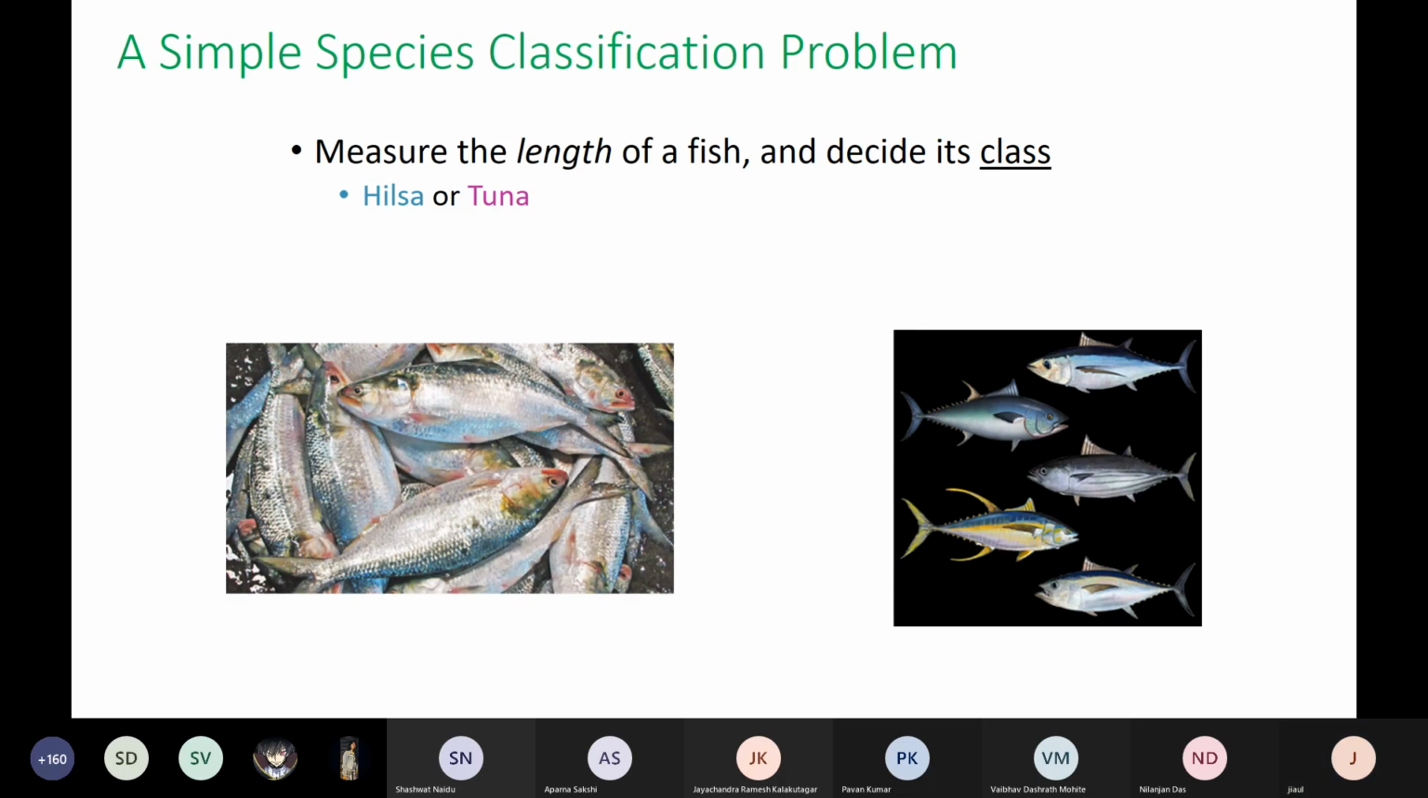So let's see a simple example where you want to measure the length of a fish and decide its class. Simply, you want to use the length of a fish and decide whether it belongs to Hilsa or tuna. Tuna is a very popular fish in most of the European countries and in the US. So that's what we want to do, and how should we do it?